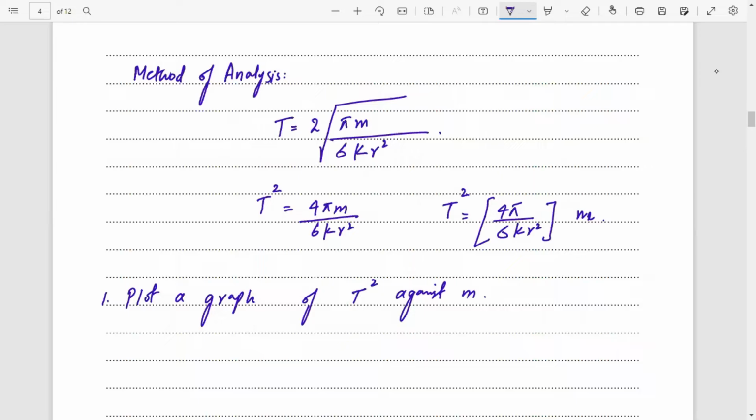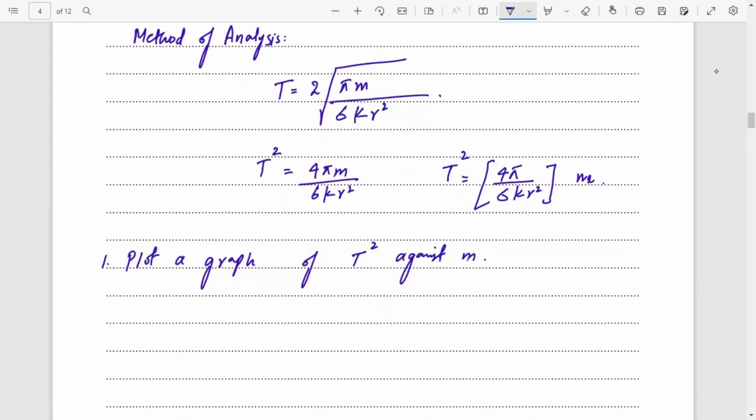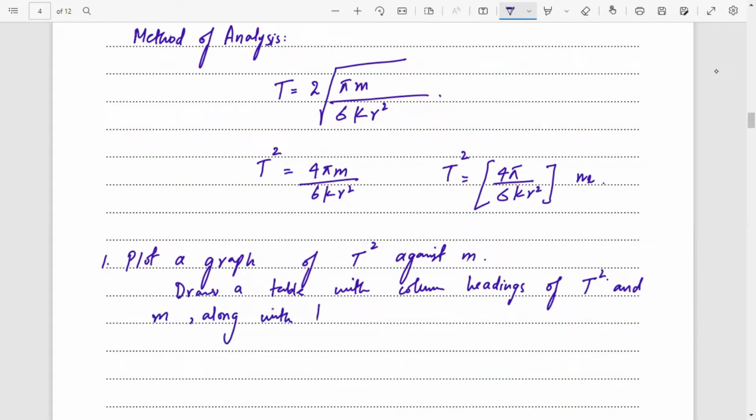You can write it, it's good to write. Draw a table with column headings of T square, along with its unit, T square and m along with their units, like you do in practicals, and use those readings to plot a graph. To plot a graph, we can write it like this as well.